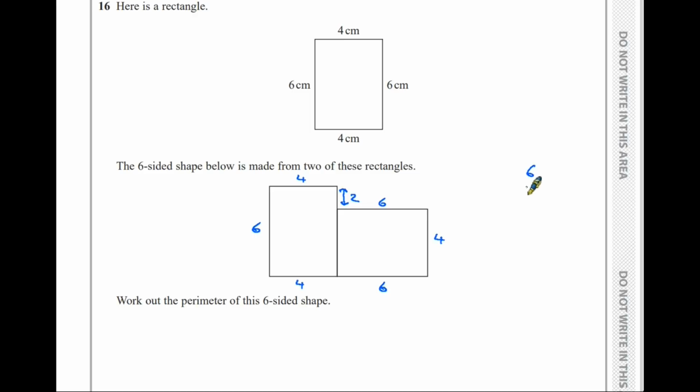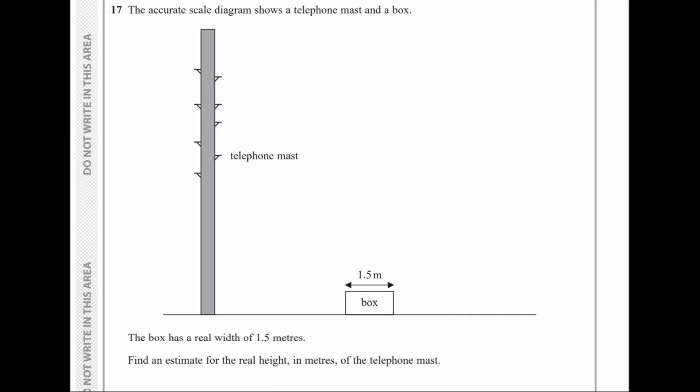So all we need to do now is add up the sides. So we have 6 plus 4 plus 2 plus 6 plus 4 plus 6 plus 4. And if we add them all together, we get 32 centimeters. Question 17. The accurate scale diagram shows a telephone mast and a box.